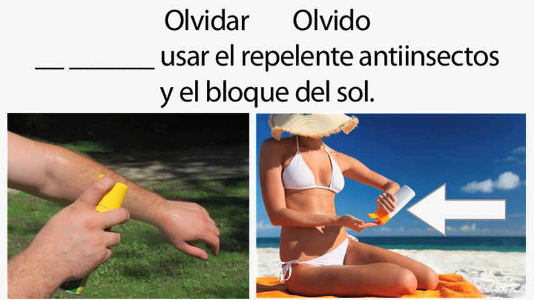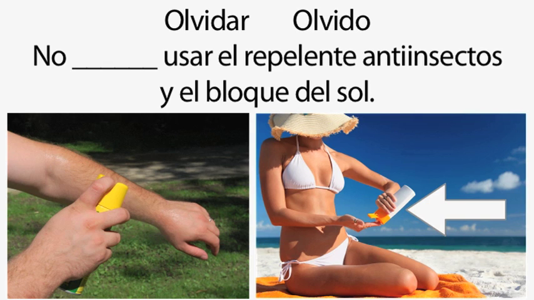Want to try a few? I'll set you up with some negative to commands, and to help you along, I will give you both the infinitive and the yo form in the indicative present. ¿Listo? Hagamos uno juntos. Aquí tienes el infinitivo olvidar, que significa to forget. Y la primera persona del presente del indicativo. Olvido. I forget. Abajo tienes dos líneas y el resto de la frase, usar el repelente anti-insectos y el bloque del sol. Do you know what goes in that first blank? What word do you need to negate verbs in Spanish?